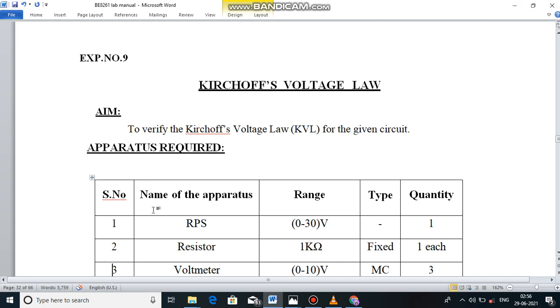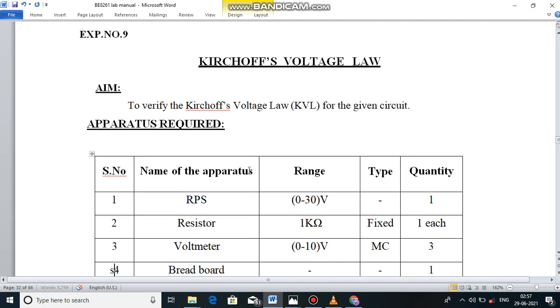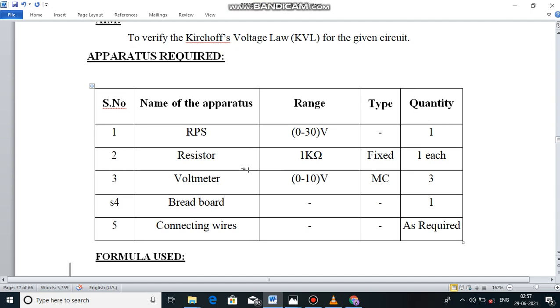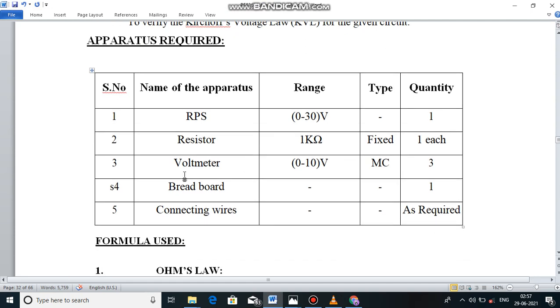The apparatus required for this experiment: first thing is an RPS in the range of 0 to 30 volt, and a resistor of 1 kilo ohm. Next, a voltmeter of 0 to 10 volt, a breadboard, and some connecting wires. So these are all the requirements for conducting this experiment.